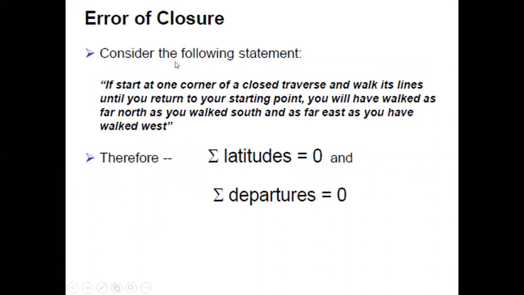For the error of closure, consider the following statement. If you start at one corner of a closed traverse and walk its lines until you return to your starting point, you have to walk as far north as you have walked south and as far east as you have walked west. Therefore, the summation of the latitudes should be equivalent to 0, and also the summation of the departures should be equivalent to 0.